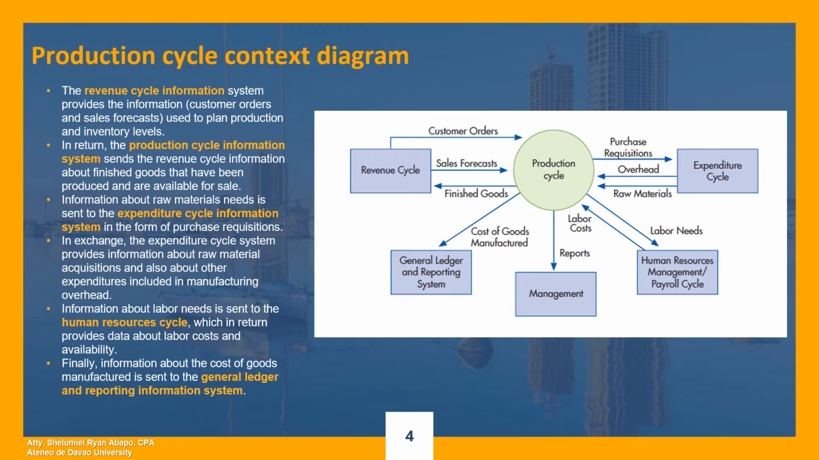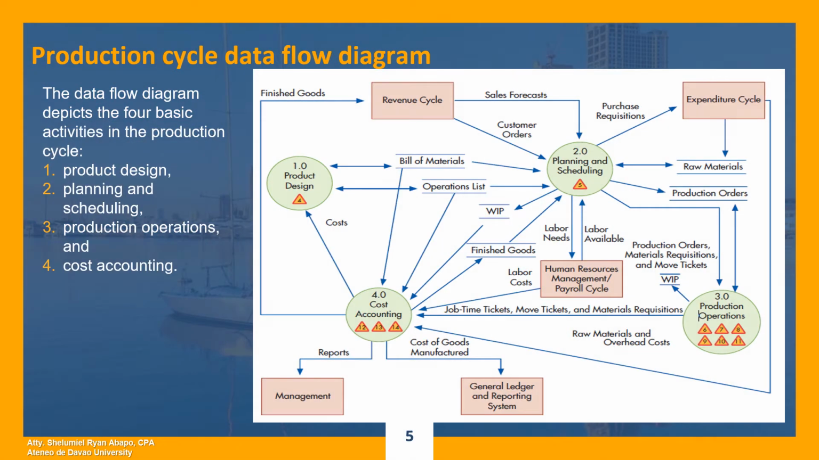Now let's proceed to the production cycle data flow diagram. You'll see here, class, that in our data flow diagram, the production cycle is comprised of four basic activities. First will be product design. Second will be planning and scheduling. Third will be production operations. And fourth will be cost accounting. We will discuss in the succeeding slides in detail these four basic activities under the production cycle, right?